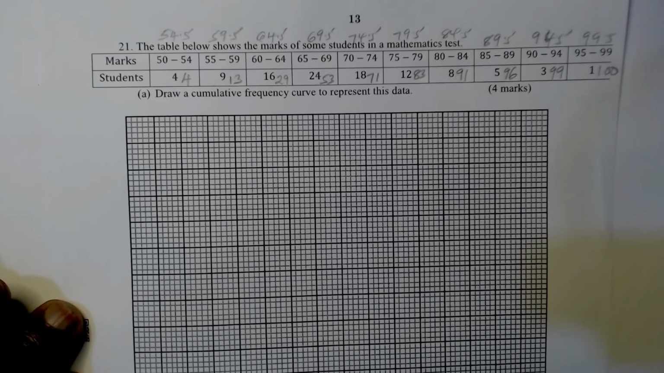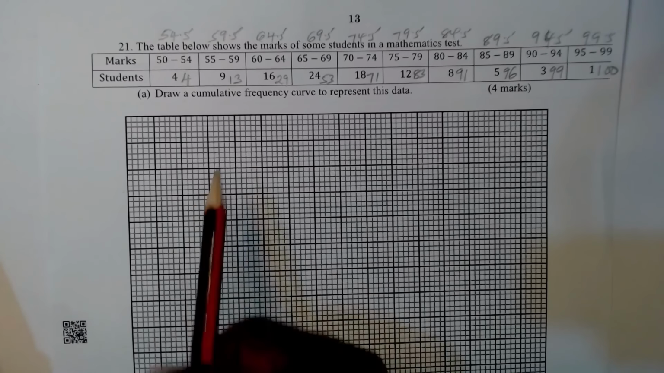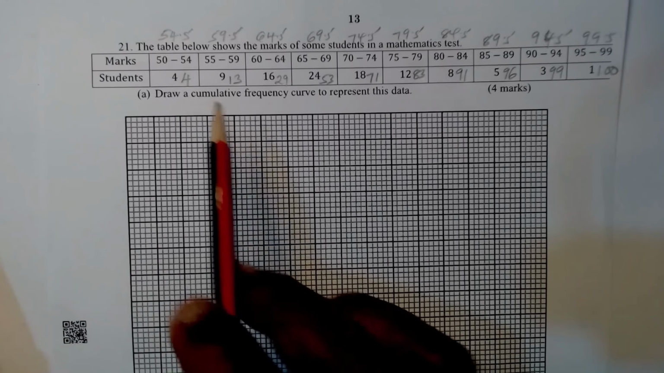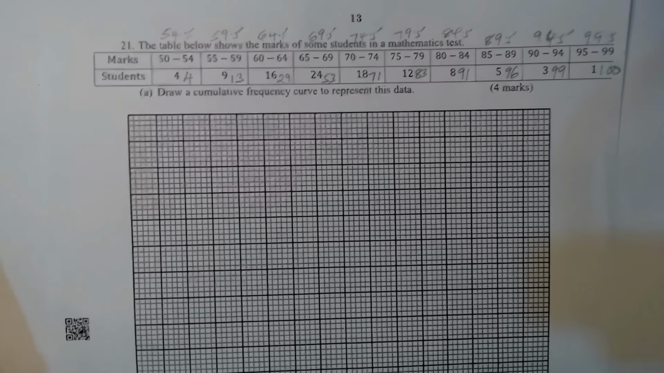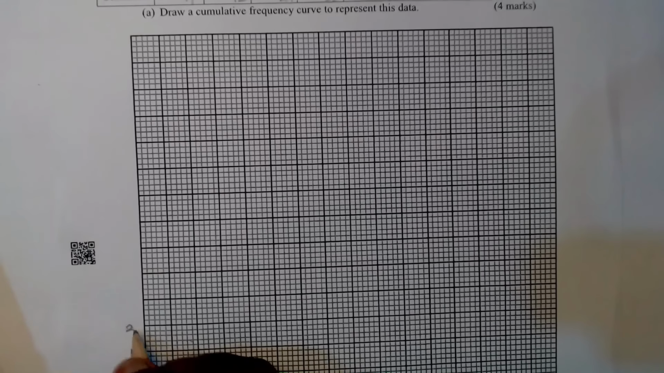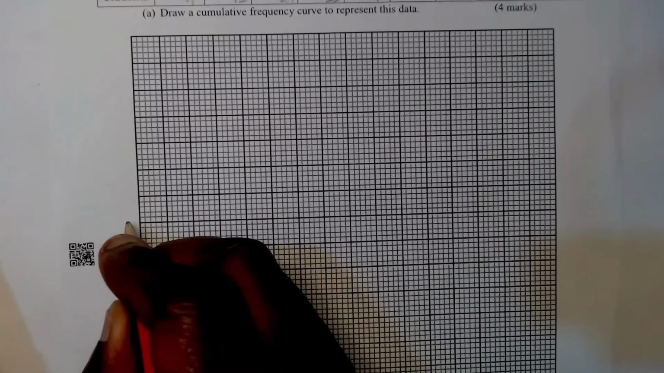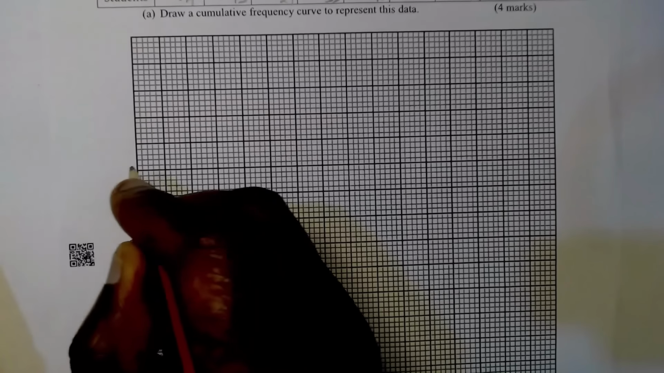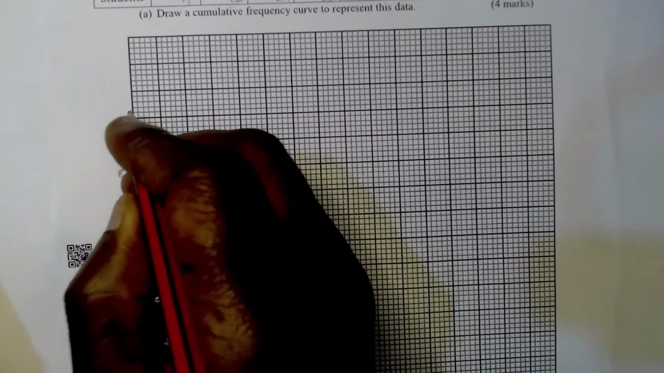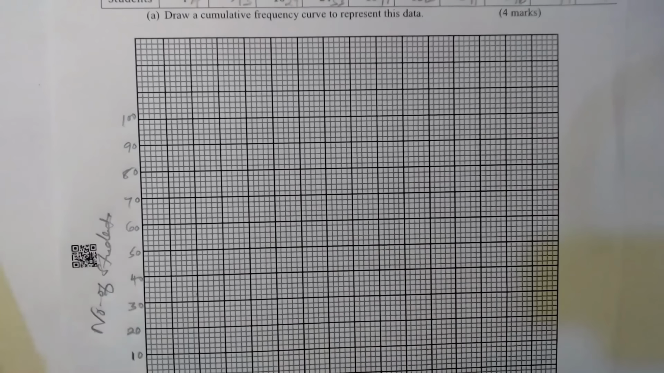So we can now go to the graph. On the y-axis, I'm going to use 1 centimeter to represent 10. You can see it goes up to 100. So I have 10 here, then 20, 30, 40, 50, 60, 70, 80, 90, 100. This one is the number of students.